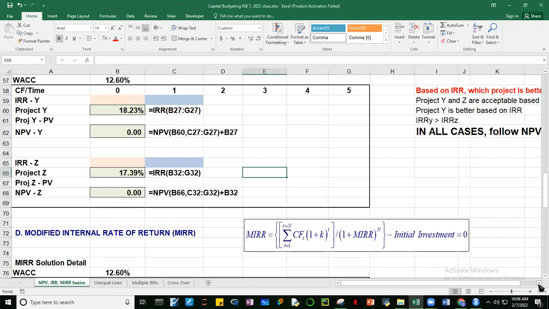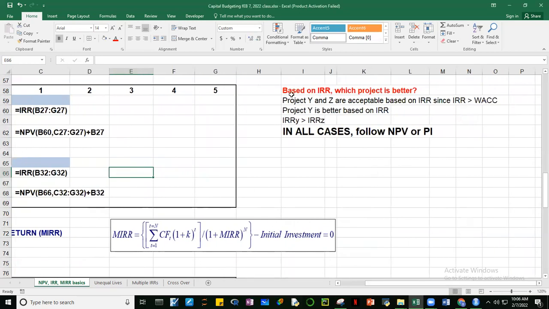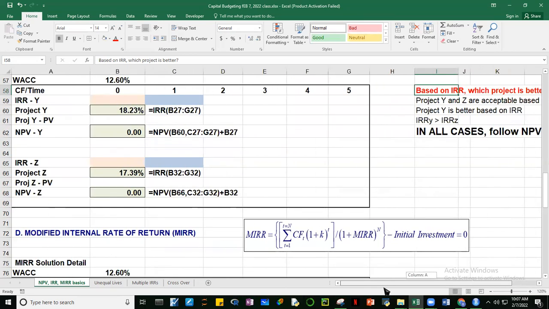Okay, now I wrote here some conclusions based on IRR, which is the better project. First, is project Y acceptable based on IRR? Yes, because the IRR of project Y, 18.23%, is greater than the weighted average cost of capital of the firm. Yung average cost ng capital ng firm, 12.6, mas mataas yung IRR ng project. So okay siya. Ganun din si Project Z, 17.39% yung IRR.